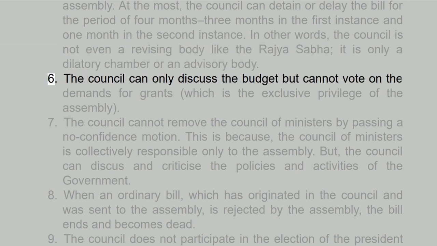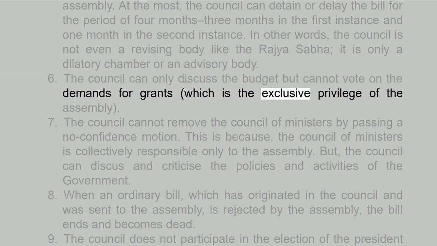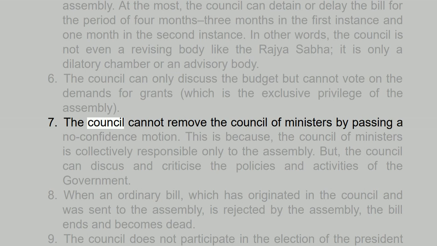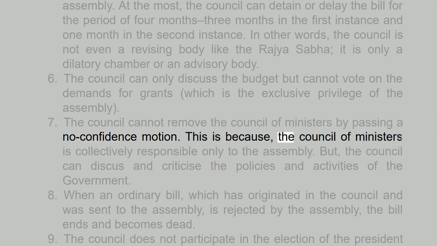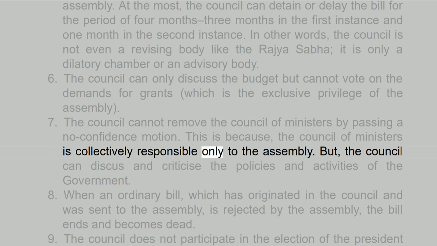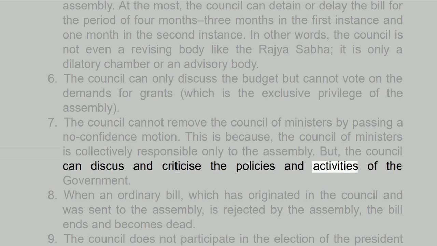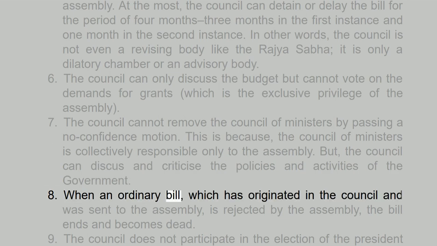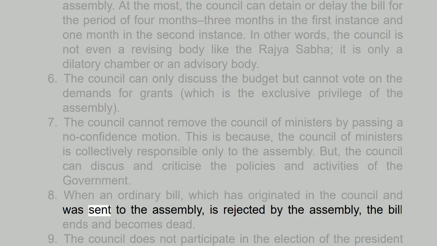6. The council can only discuss the budget but cannot vote on the demands for grants, which is the exclusive privilege of the assembly. 7. The council cannot remove the council of ministers by passing a no confidence motion. This is because the council of ministers is collectively responsible only to the assembly. But the council can discuss and criticize the policies and activities of the government. 8. When an ordinary bill, which has originated in the council and was sent to the assembly, is rejected by the assembly, the bill ends and becomes dead.